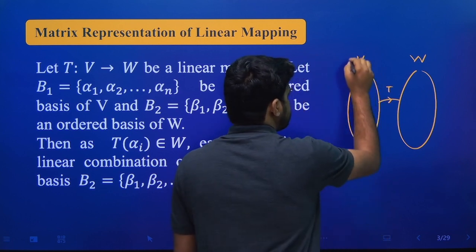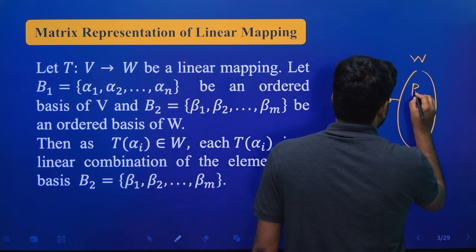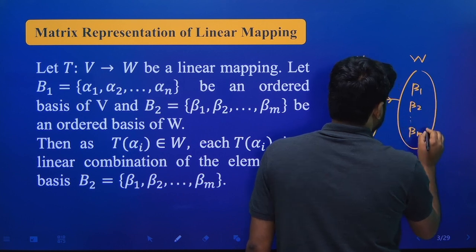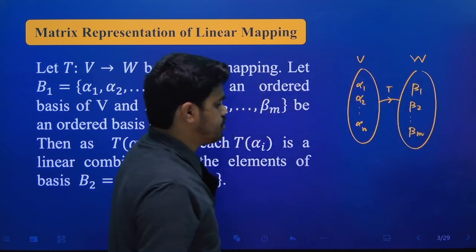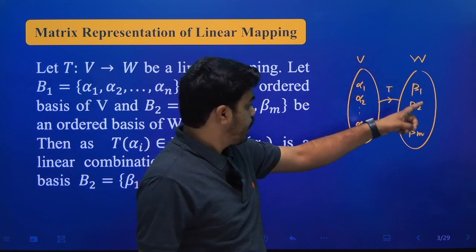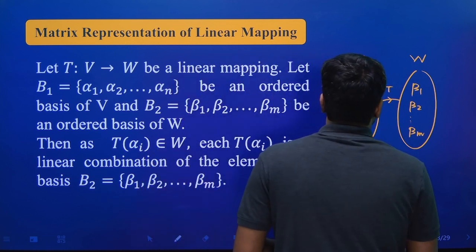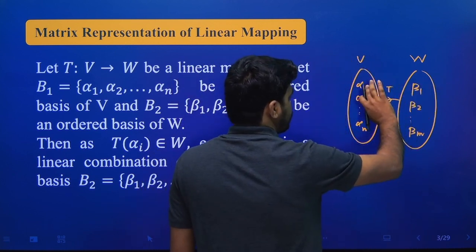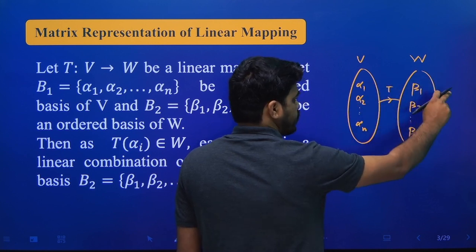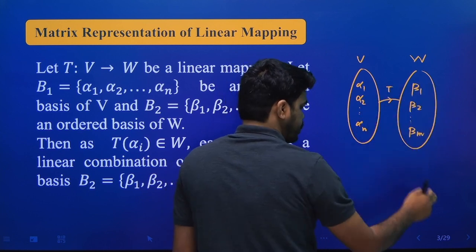Suppose alpha 1, alpha 2, ..., alpha n is the basis of V, and beta 1, beta 2, ..., beta m is the basis of W. Okay, so T alpha 1 belongs to W, T alpha 2 is an element of W, similarly T alpha n is an element of W.